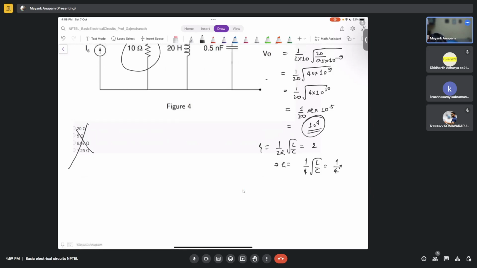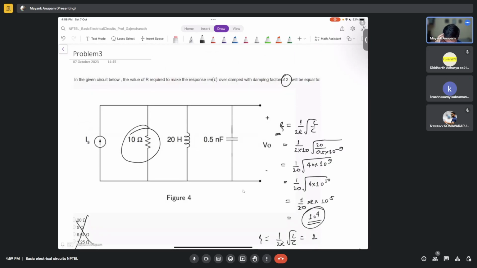4 into 2 into 10 to the power 5, right? Correct? So how much is that? It's equal to 5 into 10 to the power 4, or rather 50 kilo ohms. Correct? Okay.